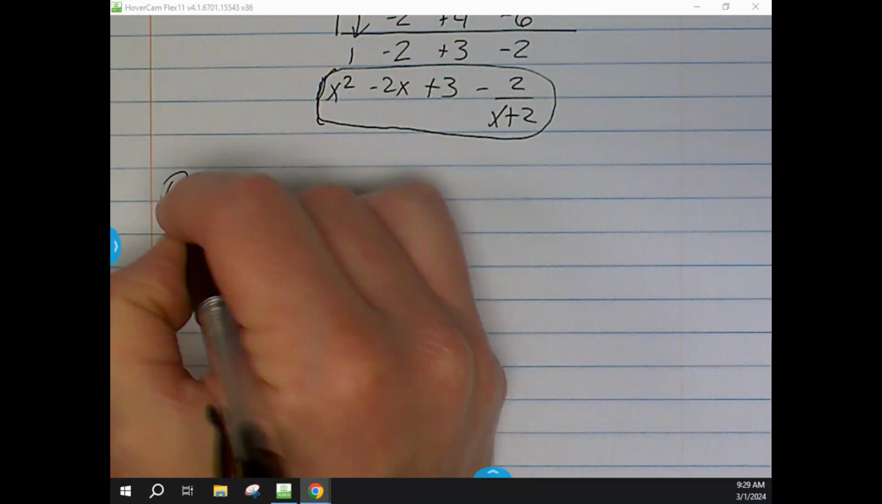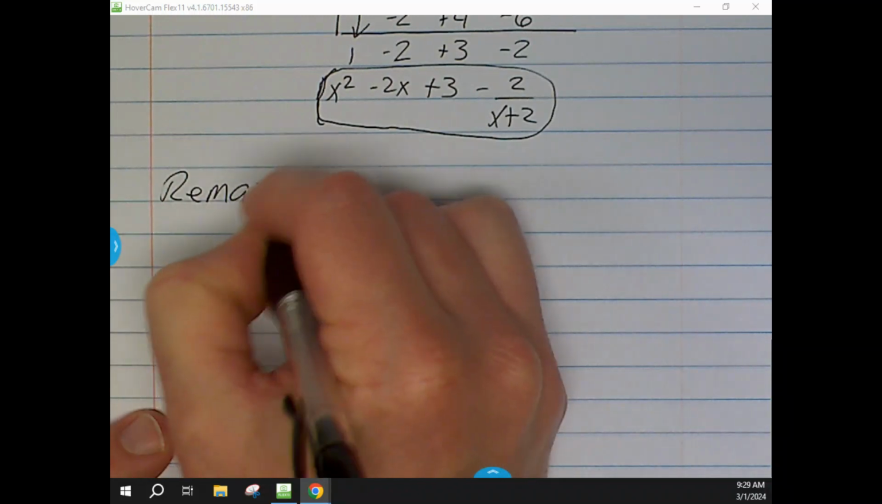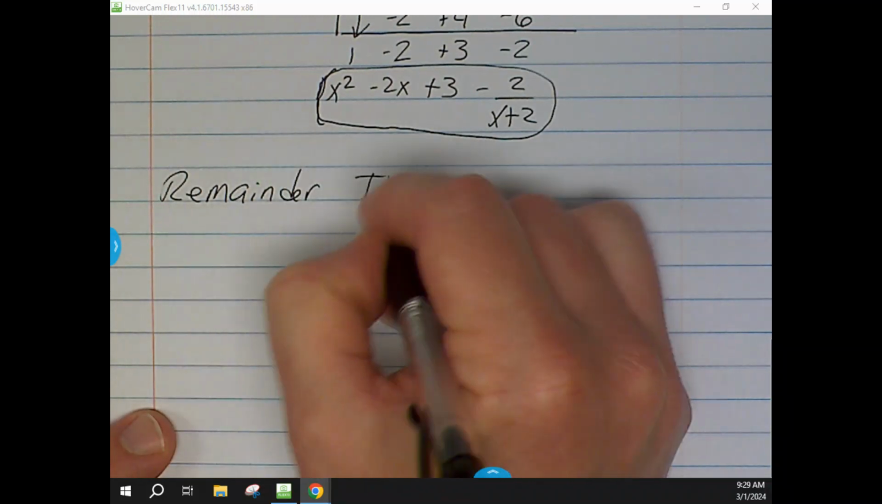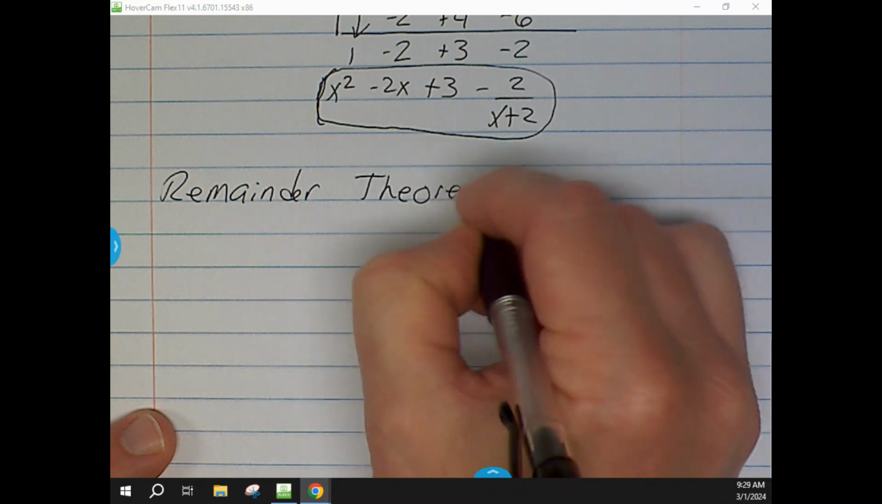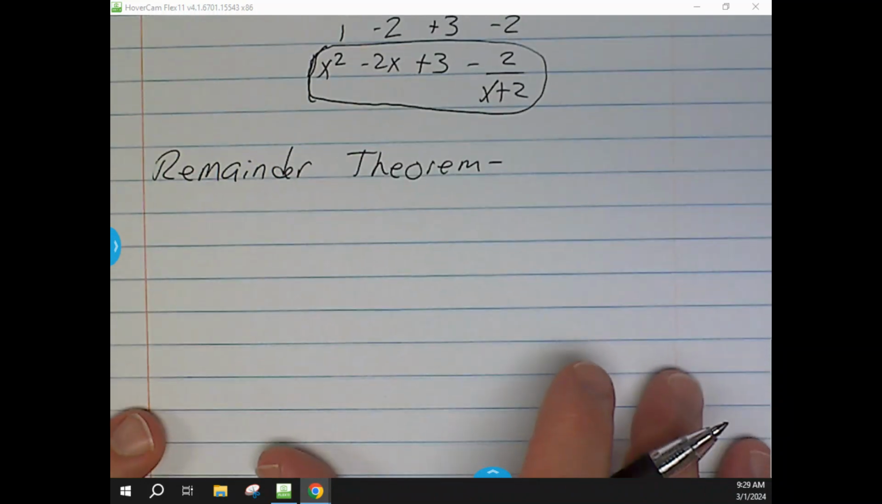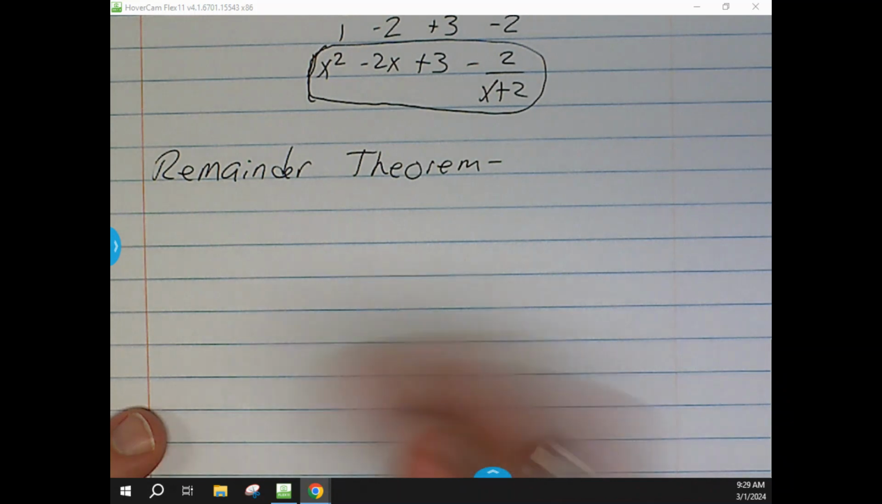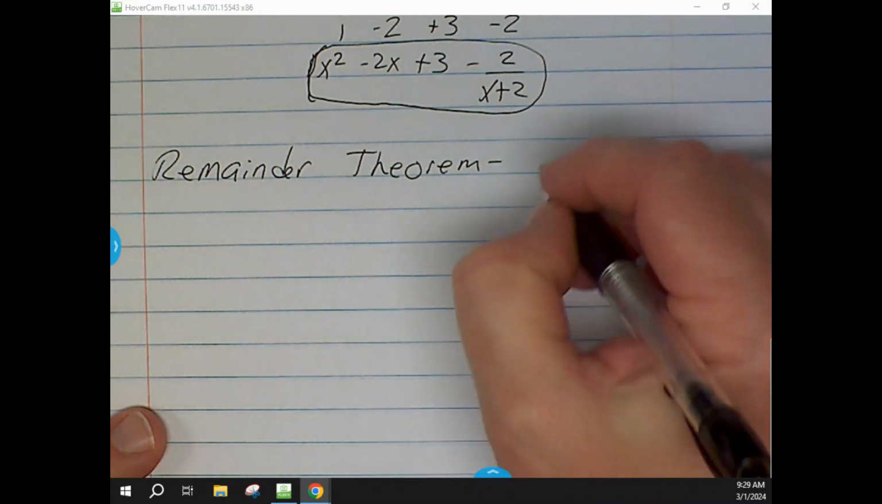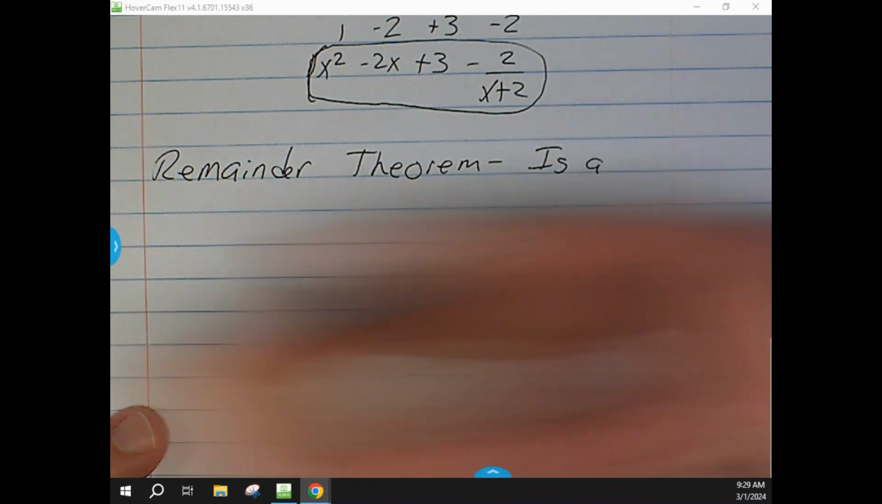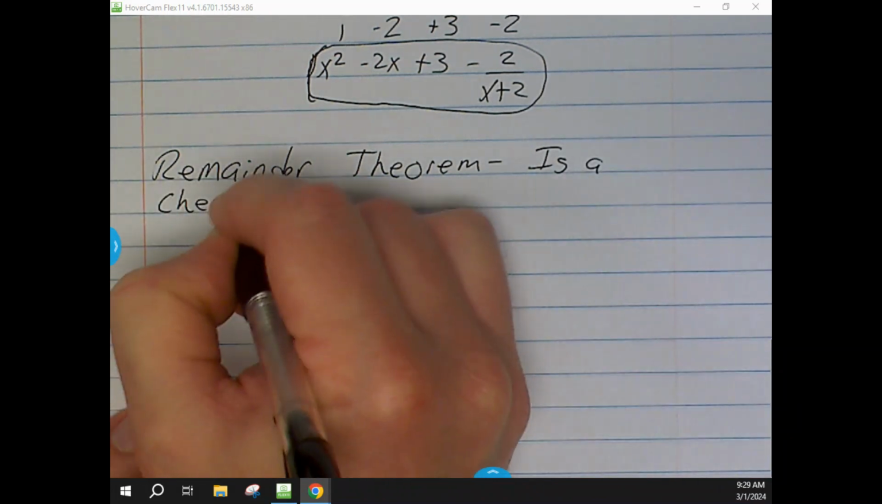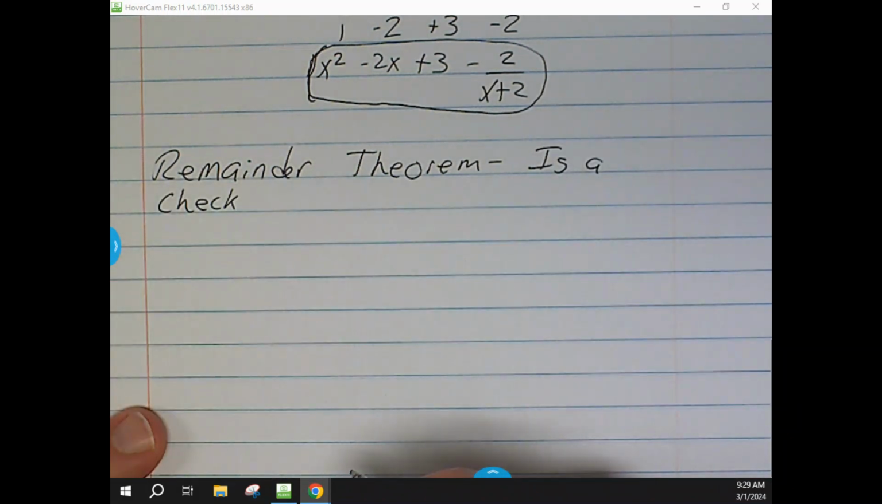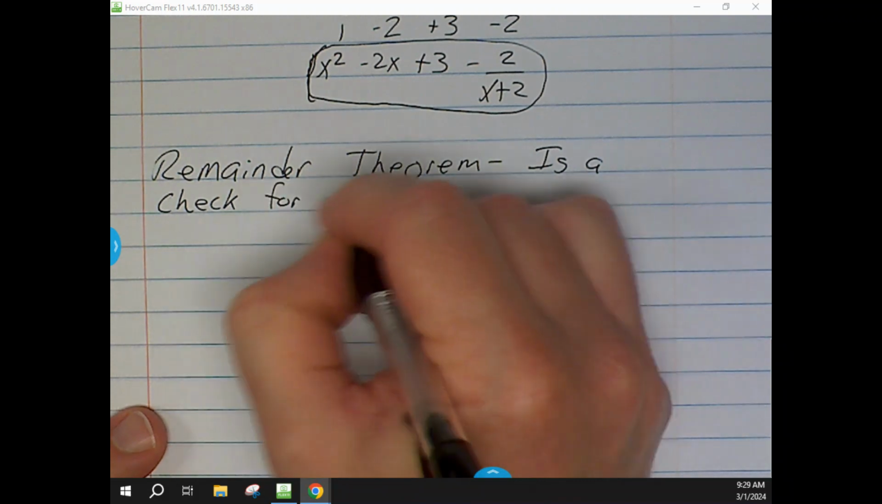The remainder theorem. You always need to check to make sure it works. Now, it's not the best check in the world, but this one works out okay. Basically, the remainder theorem is a check for synthetic division.